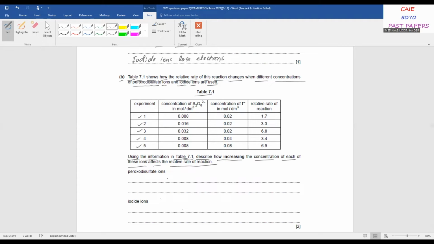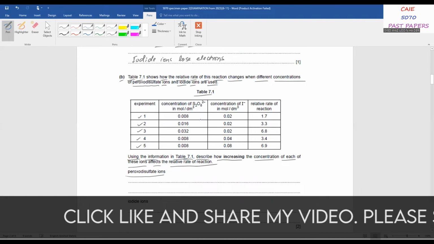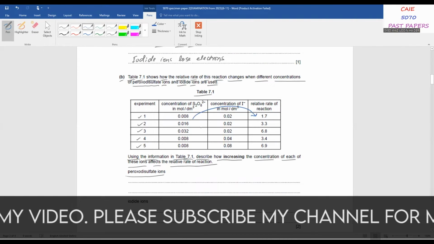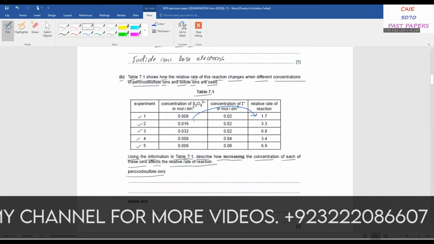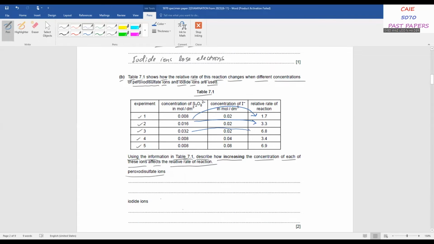First of all, see the peroxodisulfate ion. If you look at this, compare it: 0.008, 1.7 is the rate. For 0.016, doubling the concentration, what will be the rate? 3.3. 0.032, again double the rate. So it's very easy. You can write for this one: doubling the concentration doubles the rate.